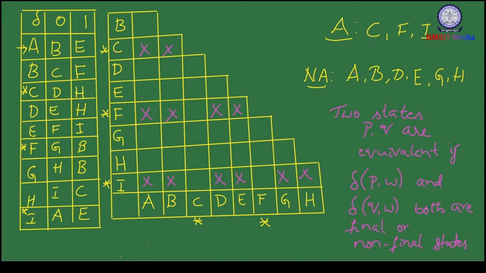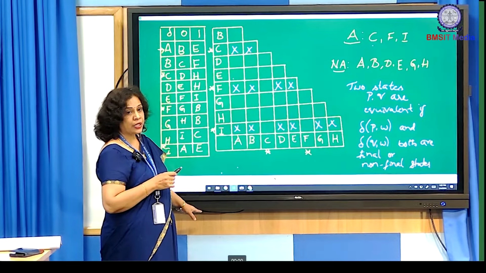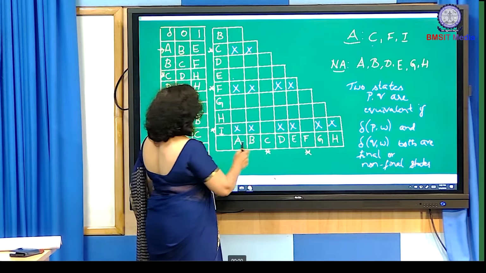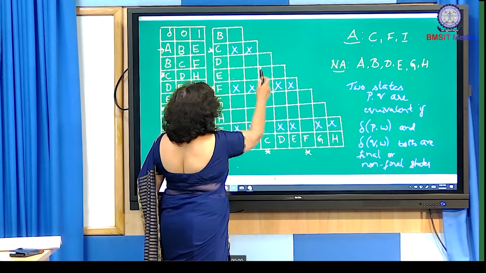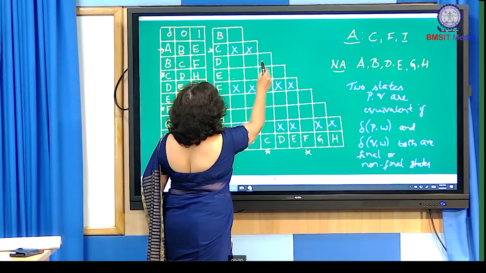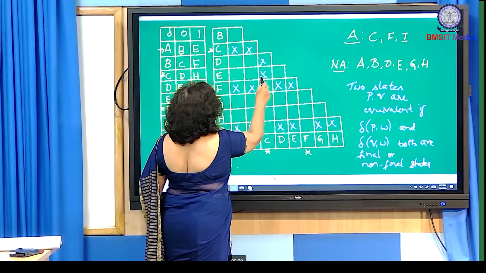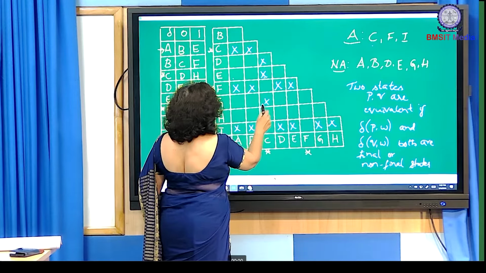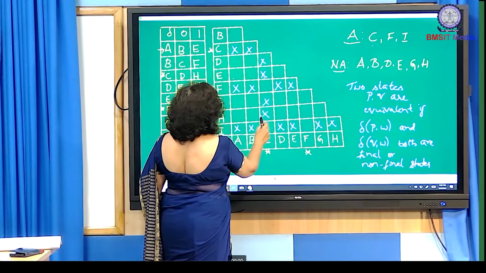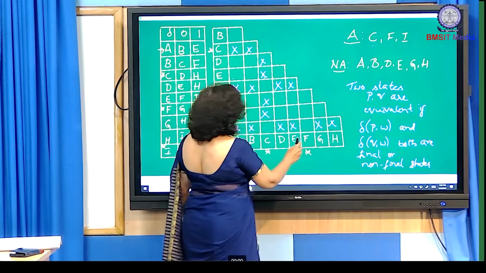So we have done the horizontal entries. After doing the horizontal entries, we will have to do the vertical entries also. So coming to the vertical entries, you see these columns. Here it is CD, yes, marked, and CE, yes, marked, CF, both are final, no, CG, marked, CH, marked, CI, no.